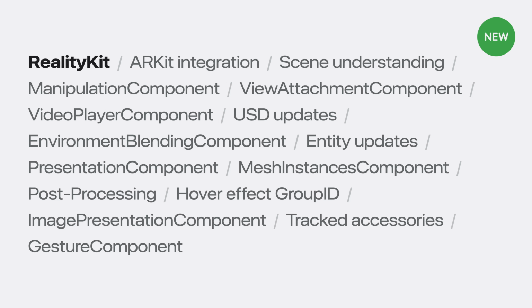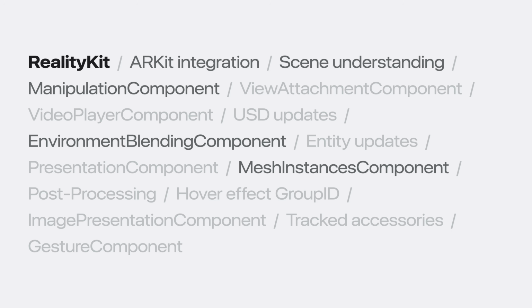This year's RealityKit update brings a wide array of new functionalities that make it easier than ever to create 3D experiences that blend the virtual and real world together. In this session, I'll take you through some of these features, like the Manipulation Component, EnvironmentBlendingComponent, MeshInstancesComponent, and more. I'll use some of these features to build a spatial puzzle game.